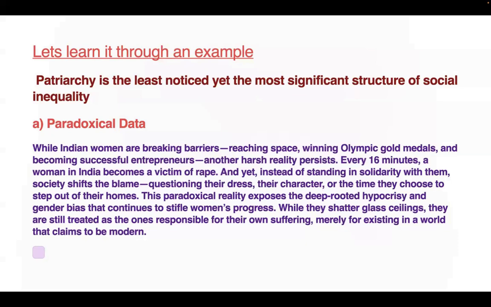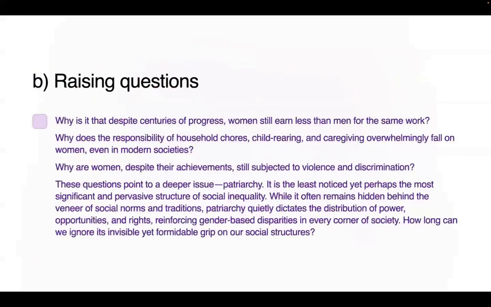Here I am pointing out that on one hand they are having accomplishment in various spheres. On another, in some instances, they are not safe. Even at home, in most of the crime against women, the perpetrators are family members. So this paradoxical data in this essay will surely captivate the checker.